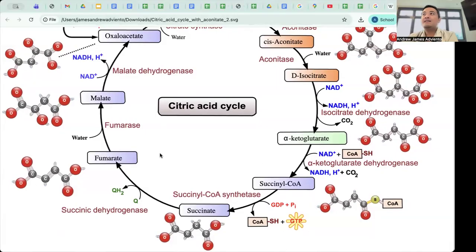Step 5 is the ATP. So for the ATP produced, succinyl coenzyme A is now converted into succinate.